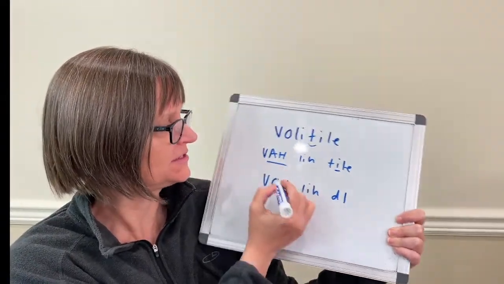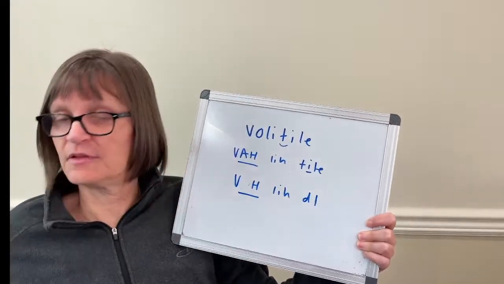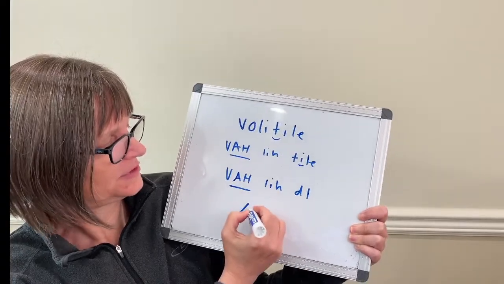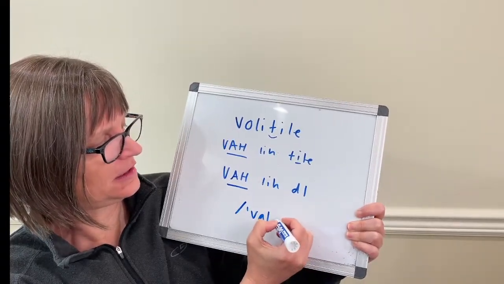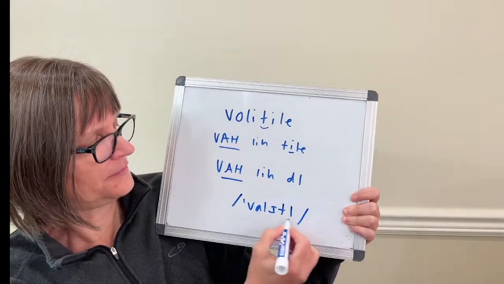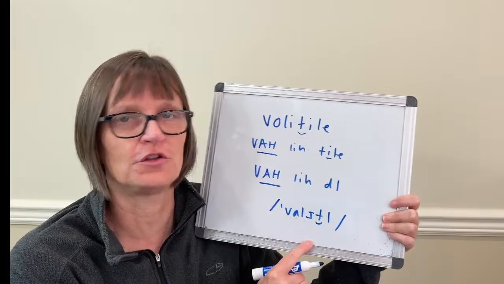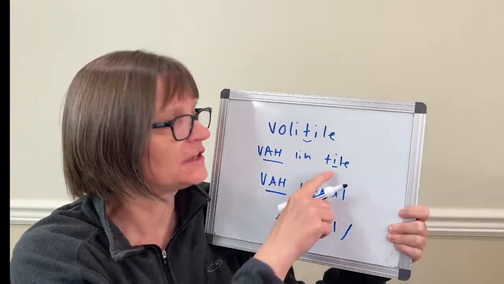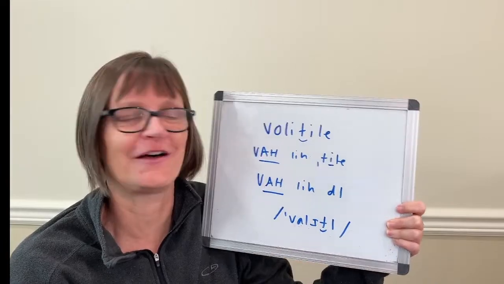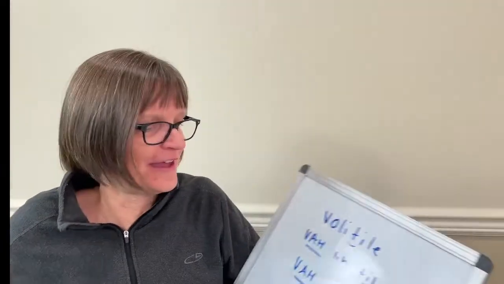In both cases, we stress on the first syllable va. Letter O says the ah sound. So we have first syllable stress, volatile, where we flap and we use a syllabic L, volatile, a volatile compound. Volatile, he's very volatile, that we have some secondary stress then and a clear vowel on that last syllable. Good request. Thank you for that word.